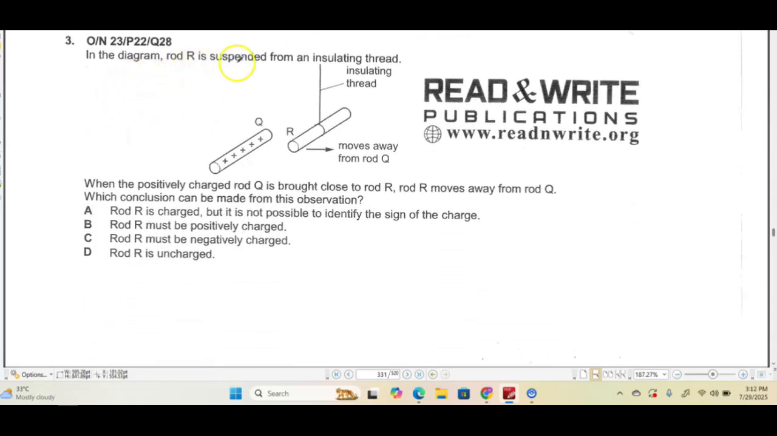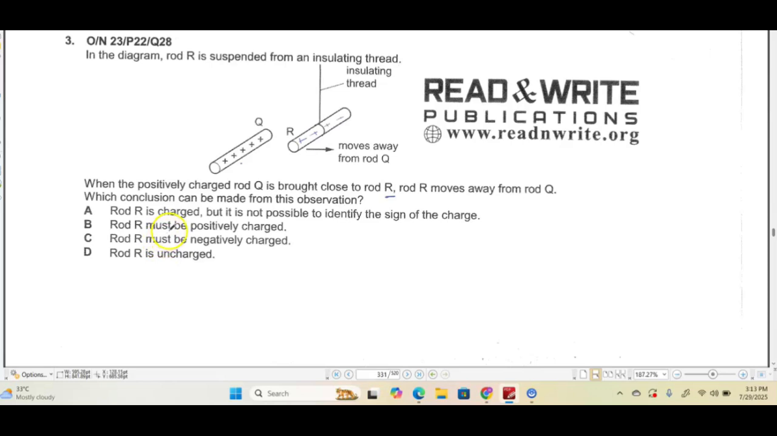In the diagram, rod R is suspended from an insulating thread. When the positively charged rod Q is brought close, rod R moves away from the rod Q. Which conclusion can be made from this observation? So they say that rod R moves away from rod Q and rod Q is positively charged. We don't know what the charge is on rod R, and if this rod is moving away from rod Q, so this would have positive charge as well, and repulsion would be happening over here.